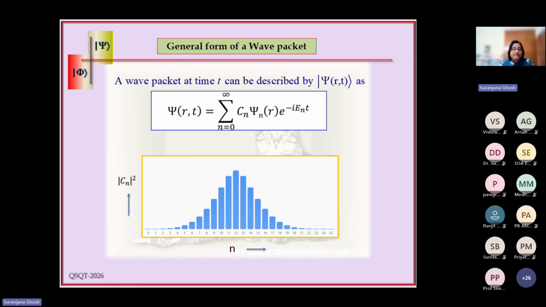Here I have taken a very simple example, a Gaussian distribution, where we can see the individual contribution of these wave functions. If we go beyond this number 25, you see the contribution is almost zero. So this number of wave functions can superpose to create a localized wave packet.